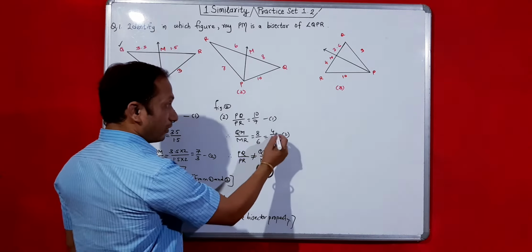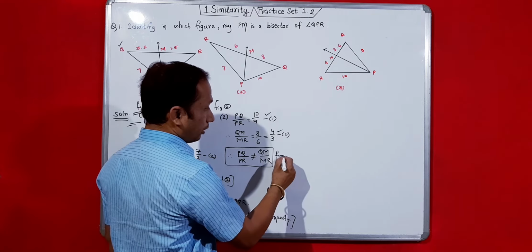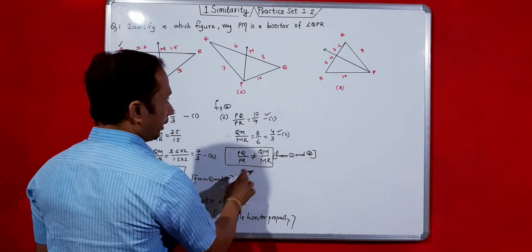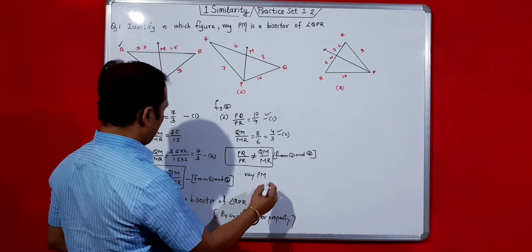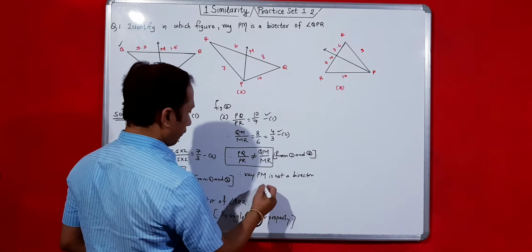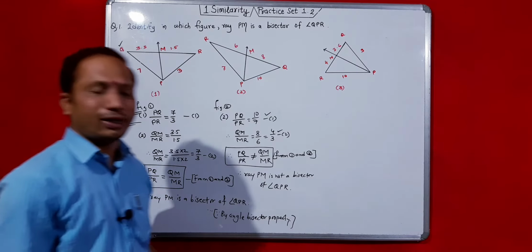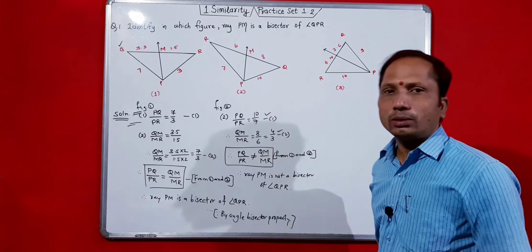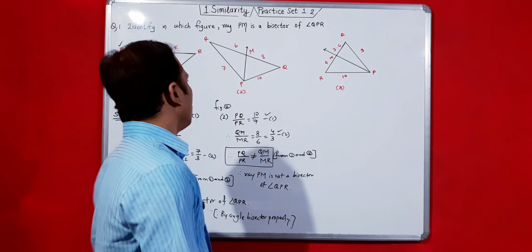So I have written this from 1 and 2. Now you know the reason: these should be identical. Therefore ray PM is not a bisector of angle QPR. There is no reason to write here; don't write any reason. Because this is not identical to this, it is not a bisector, and if it is a bisector, then it is by the angle bisector property. Don't forget this.